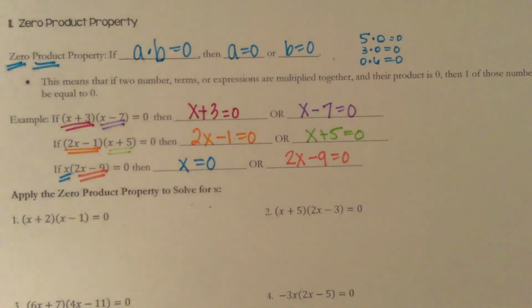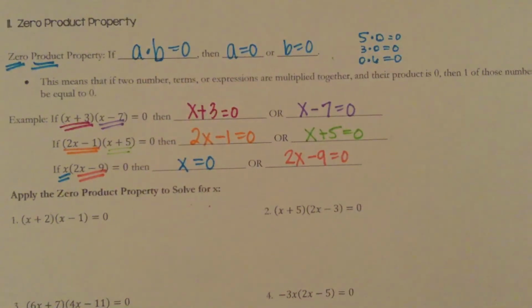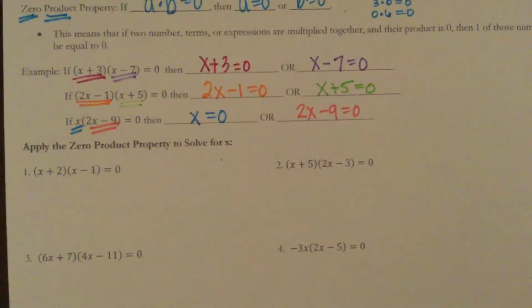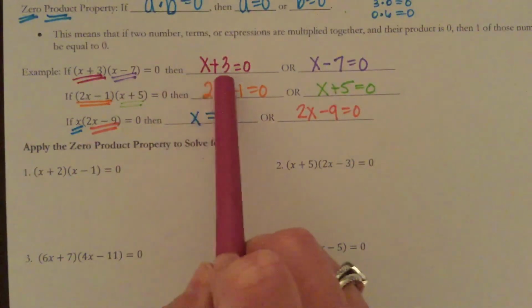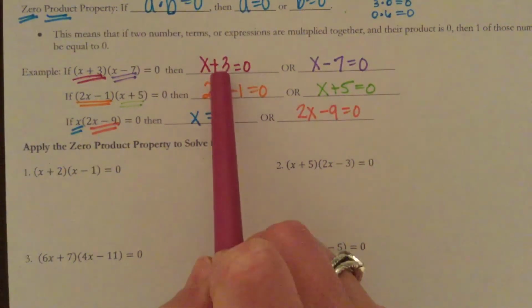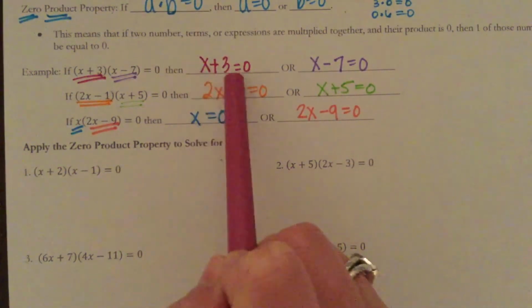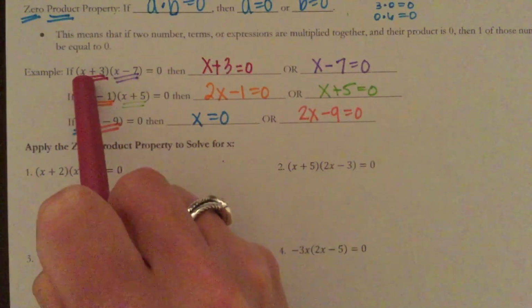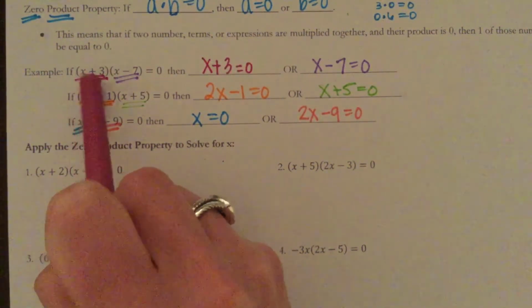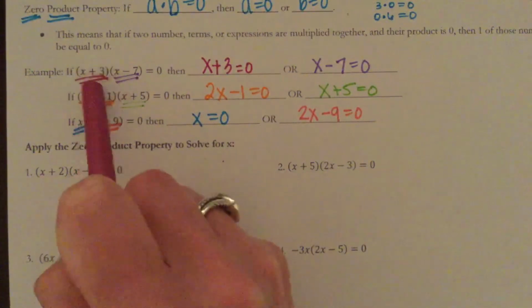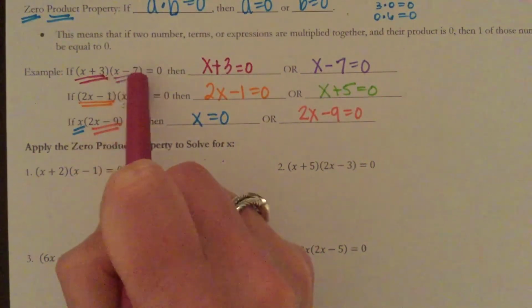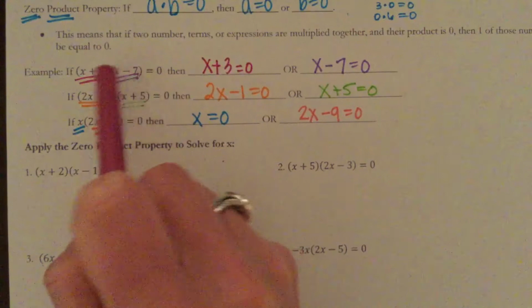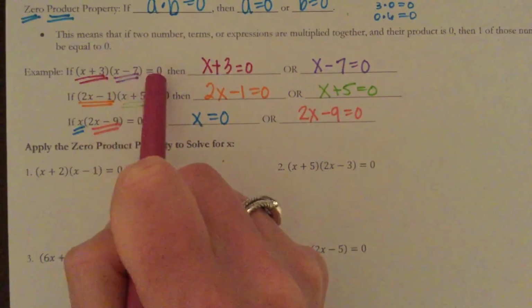So how can the zero product property help us? Well, what we can do now is apply the zero product property and figure out the value of x. So here, if x plus 3 was equal to 0, then I know that x would need to be negative 3. Subtracting the 3 over, x equals negative 3. And I can show you, if x is negative 3, then negative 3 plus 3 would make 0. Negative 3 minus 7 would make negative 10. 0 times negative 10 would be 0.